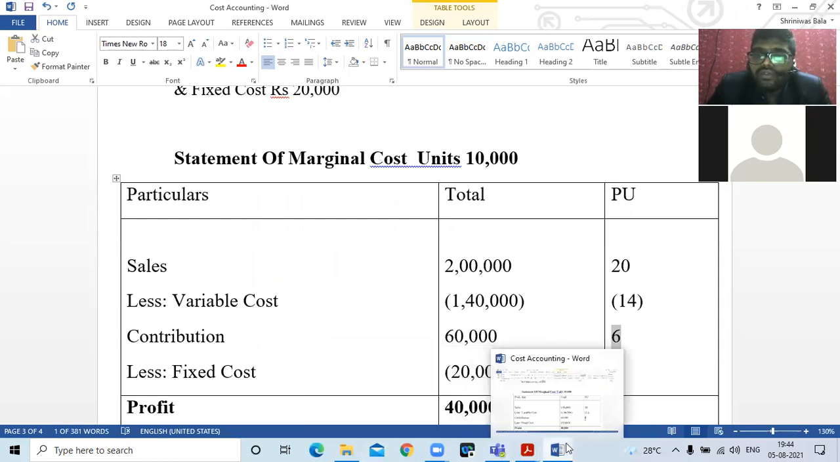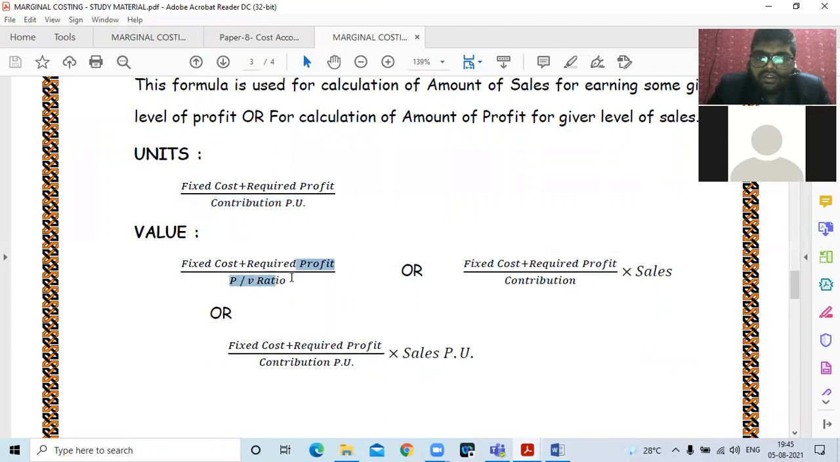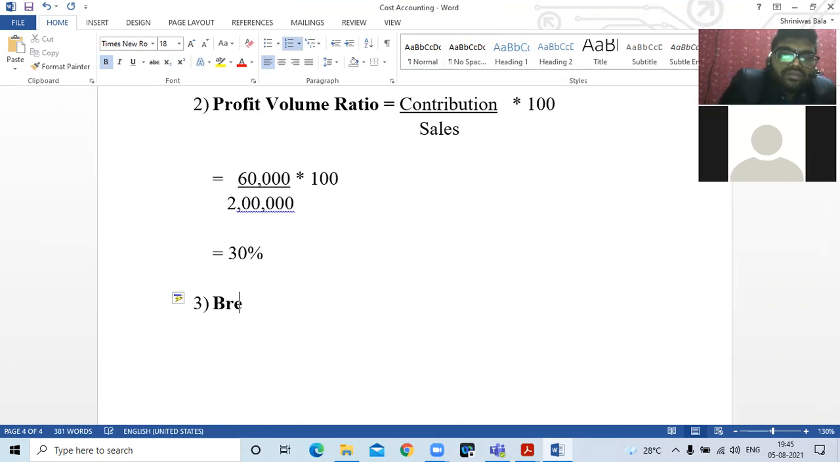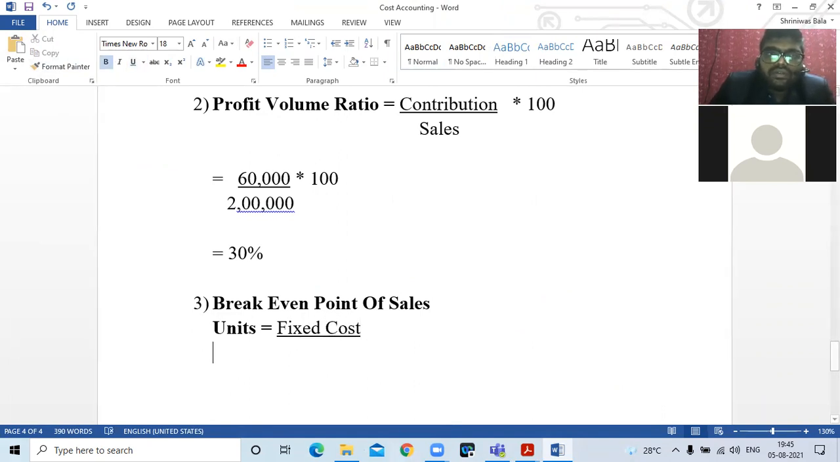Second, if you are calculating in value, you should have detail of PV ratio. So do you have details of PV ratio? Yes, sir. Just now I've calculated my PV ratio. It means I can calculate my break-even point of sales in both variants, that is in units as well as in value. Okay. So break-even point of sales. Now if I'm calculating in units, formula will be fixed cost upon contribution per unit.